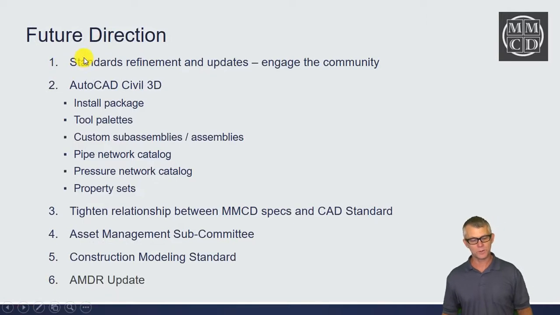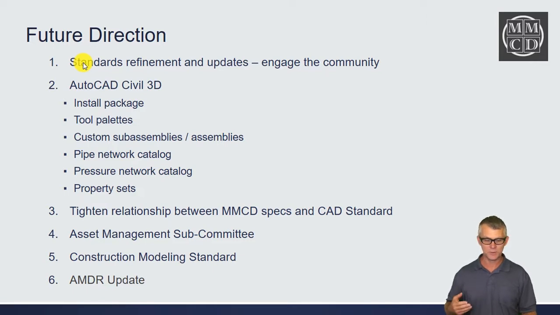For future direction, we're currently amidst an update to the MMCD Municipal CAD standard to bring this to the Civil 3D 2018 platform. We're going to be engaging the community to ensure that we solicit information that will help us evolve this standard. Other things that we want to do is develop an install package that would create an AutoCAD profile that would have all the settings for the standard, including tool palettes. We want to develop custom sub-assemblies and assemblies that meet MMCD specifications. We need to evolve the Gravity Pipe Network catalog. And also in 2018, we're now going to have full support for pressure network catalogs. So we'd like to do that.